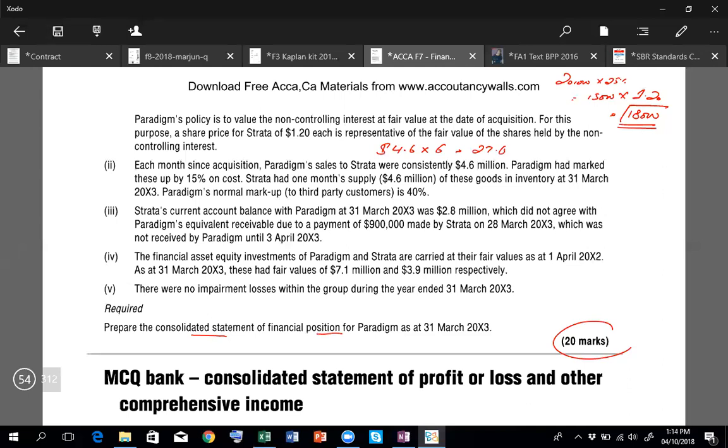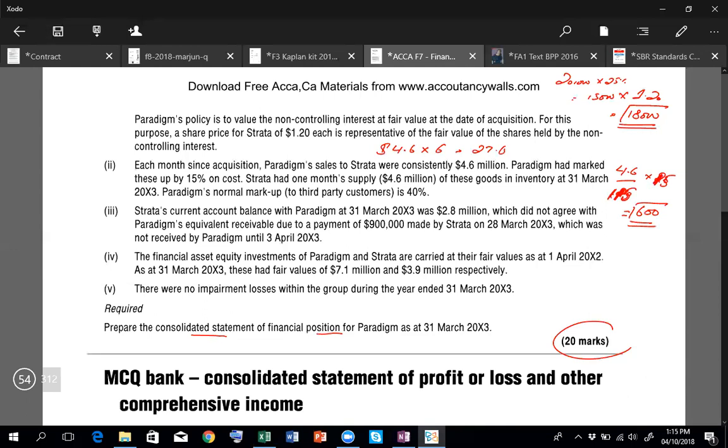Paradigm had marked these up by 15% on cost. Fine. Strata had 1 month's supply of these goods in inventory. Paradigm's normal markup to third-party customers is 40%. So that means you need to calculate the value. This 4.6 million is still in the stock, which represents 115%, and we need to calculate the 15%, which is the profit. So it's 4,600 divided by 115 and multiplied by 15, which gives you 600. So the unrealized profit is 600.